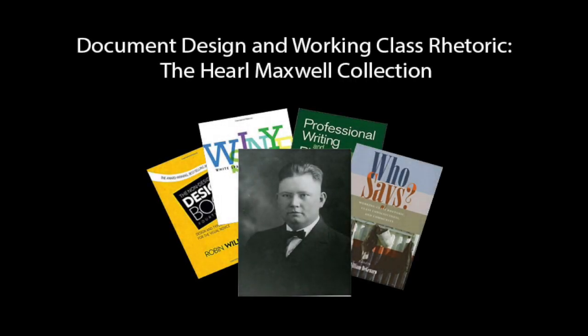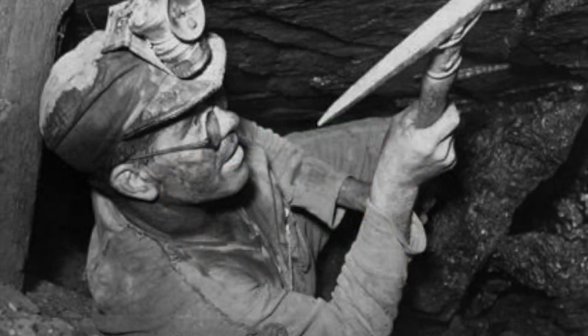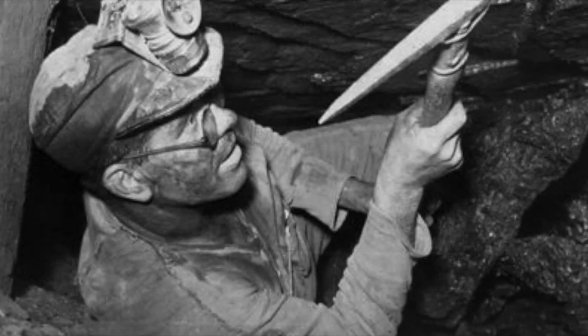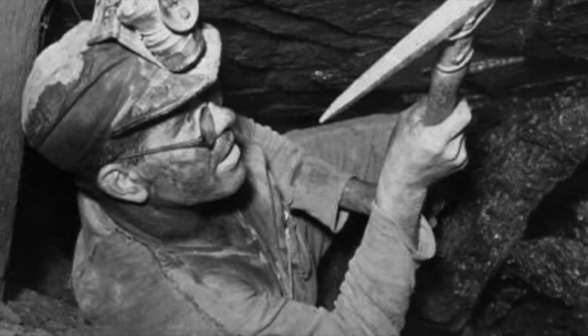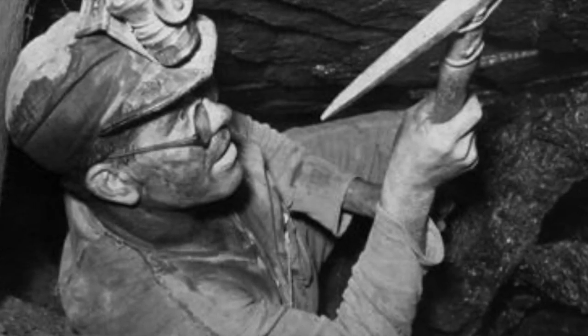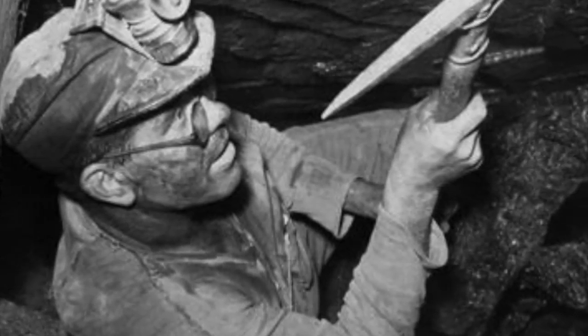Document Design and Working Class Rhetoric, the Hearl Maxwell Collection. Deep shaft mining was the primary mode of mining in southeast Kansas. By 1910, new technology followed for miners to remove the overburden consisting of rock and soil from the surface. Thus, strip mining took over.